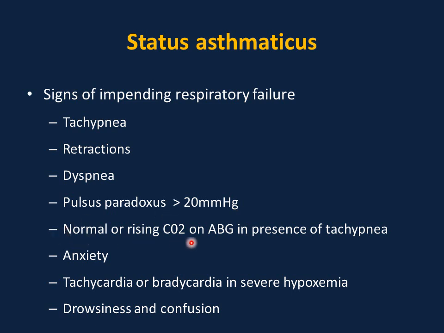Normal or rising CO2 in the arterial blood gas. Normally, when a child is hyperventilating, the CO2 should be low. When you see it is normal or rising, this is a bad sign. Anxiety, tachycardia, or bradycardia in severe cases of hypoxemia, drowsiness and confusion. So do not let a child with asthma get to this stage. Act early and treat early.